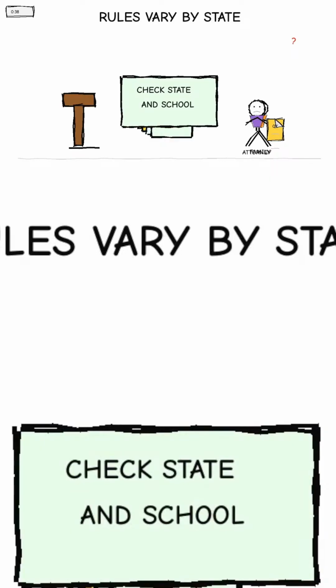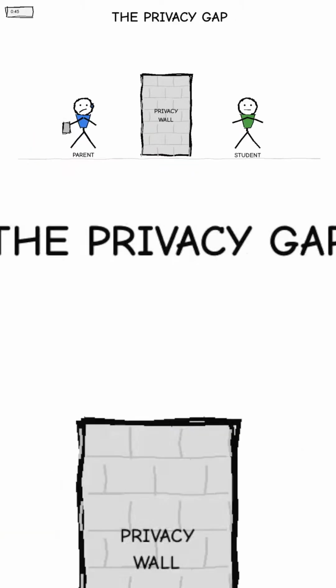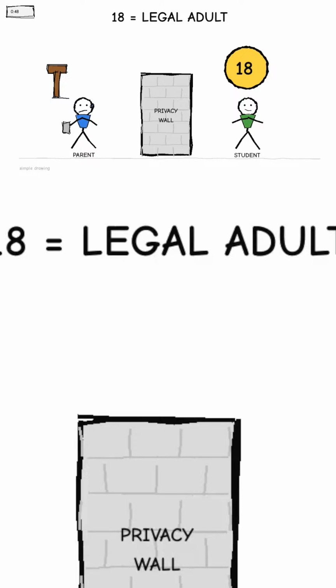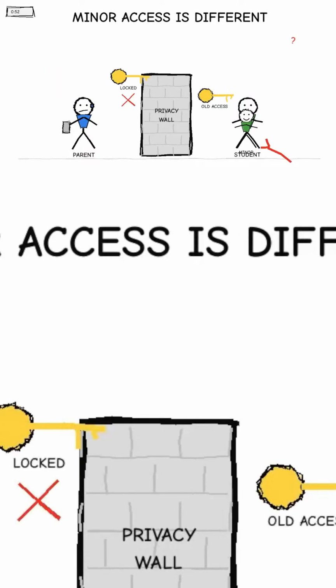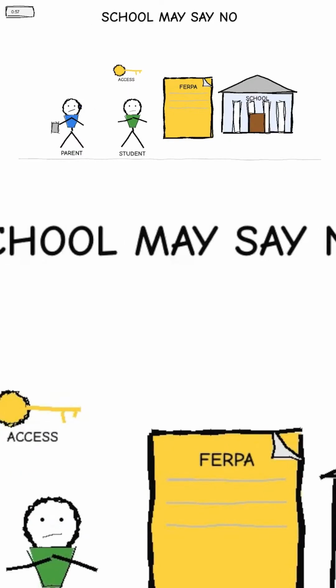Forms and requirements vary by state, so speak with a qualified attorney or check your state and university requirements before signing anything. Here's the privacy gap most families do not see coming. When a student turns 18, parents do not automatically have the same legal access they had when that student was a minor. That means if your student is struggling academically, you may not be able to simply call the school and ask for grades or records.